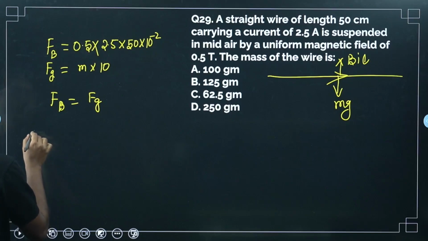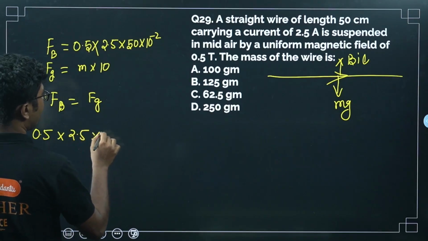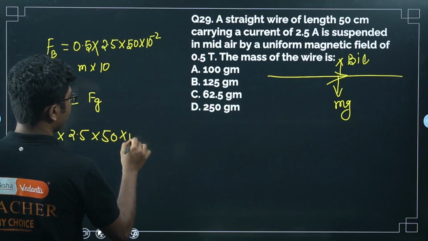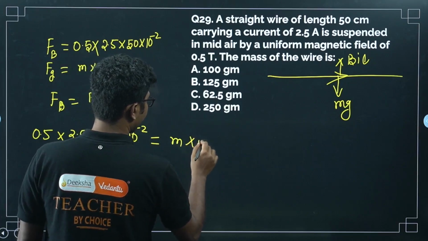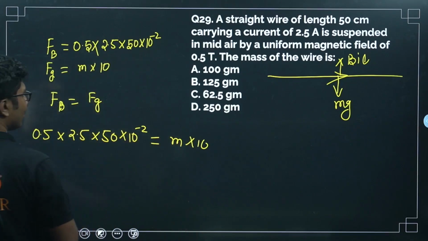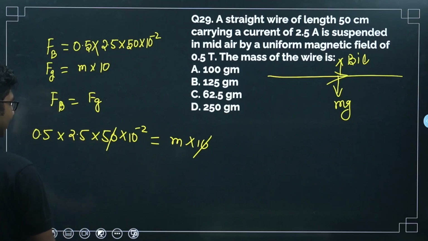So 0.5 times 2.5 times 50 times 10 to the power of minus 2 should be equal to m times 10. See, on our left hand side we have written so many things, on our right hand side we have written so little, right?